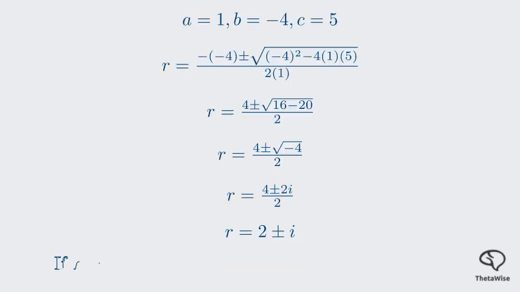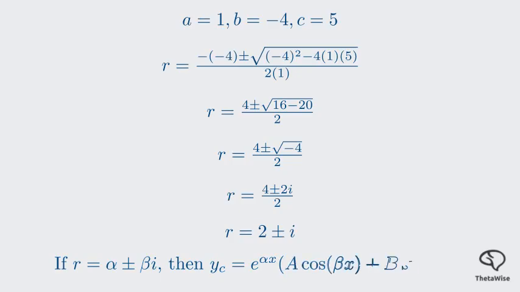For complex conjugate roots, r equals alpha plus or minus beta i. The complementary solution is y equals e to the power of alpha x times a cos beta x plus b sin beta x. This form guarantees a real-valued solution, which is what we need.